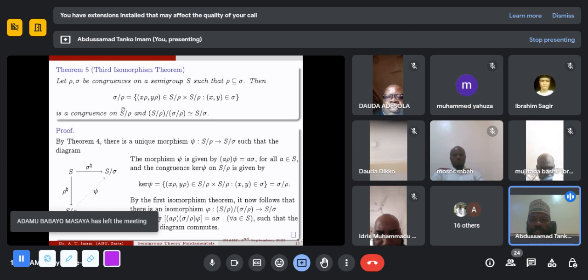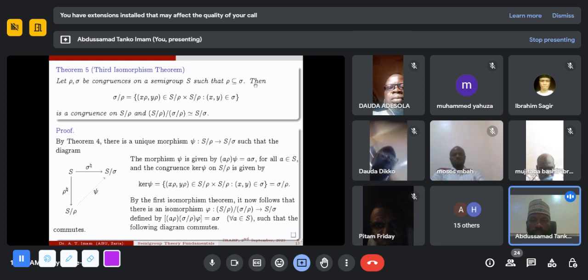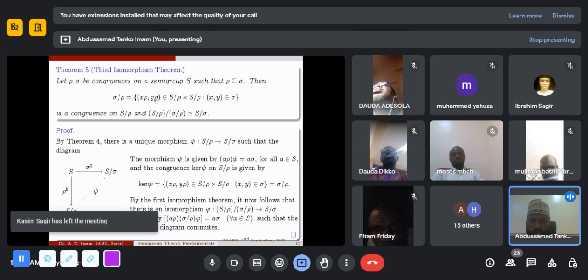And then we have the analog of the third isomorphism theorem also. If you have two congruences rho and sigma on a semigroup S, such that one is contained in the other, then this thing here is just a relation on the quotient semigroup, because S by rho is a quotient semigroup since rho is a congruence. So this is a relation on the quotient semigroup defined in this way.